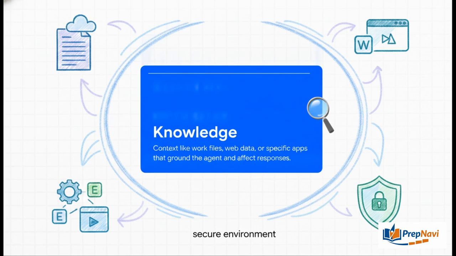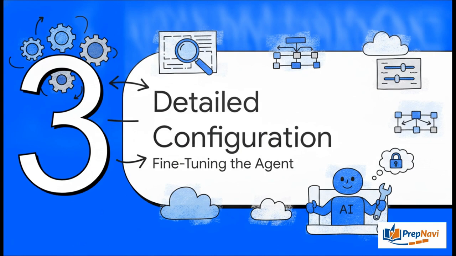Oh, and remember this, because the study guide is super clear on it, you absolutely need to understand how Copilot keeps your organization's information private and secure while doing this. The agent only knows what you explicitly give it access to within your secure environment. Zero data leakage. Section 3. Detailed configuration.